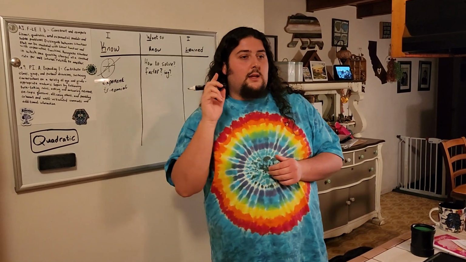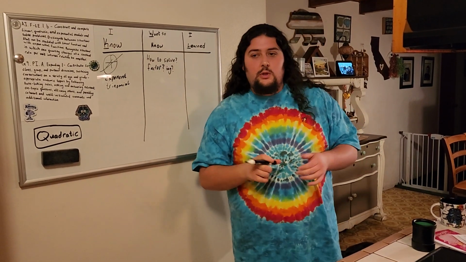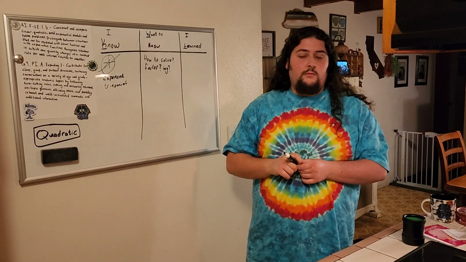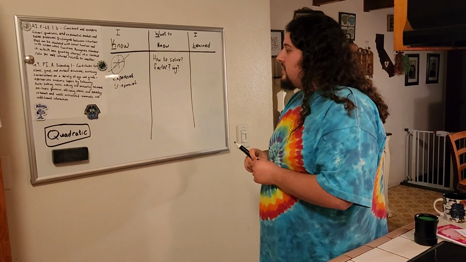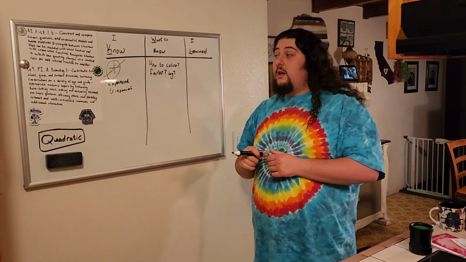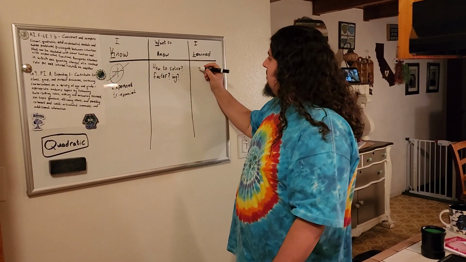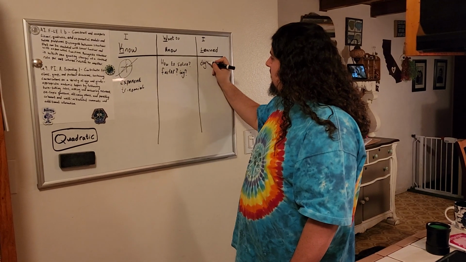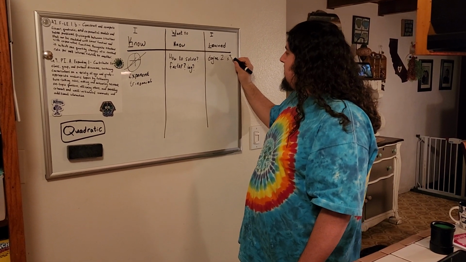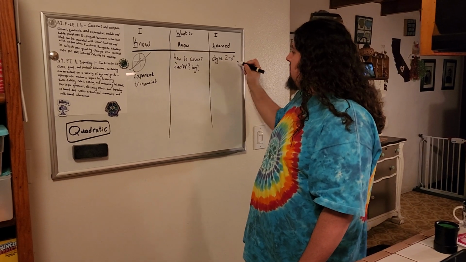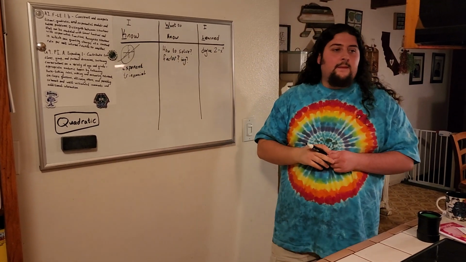All right, and let's see a hand. What did you learn? Yeah. Okay, we learned that they have a degree of 2. Yeah, so we'll say degree 2. Degree 2. Yeah, that means it'll be like an x squared, you know? These are similar ideas. Good.